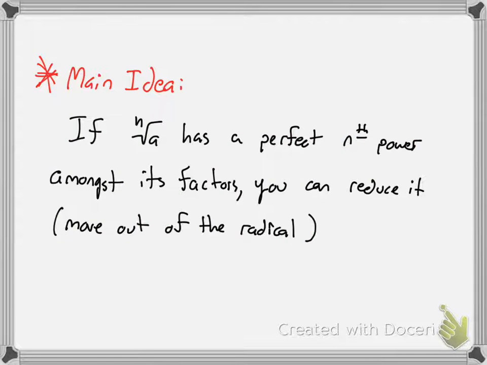The next main idea of this section is that if the nth root of a has a perfect nth power amongst its factors, you can reduce it or move it out of the radical. This is similar to when we were reducing square roots and looking for perfect square factors to move out of the radical. This is what we're getting at here.